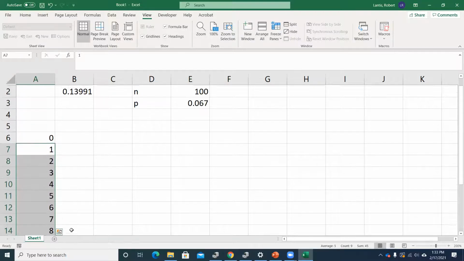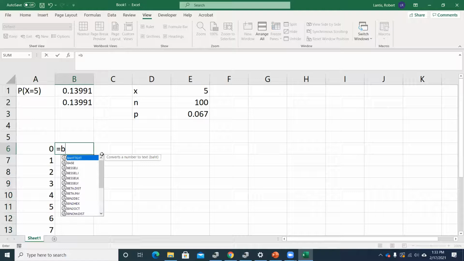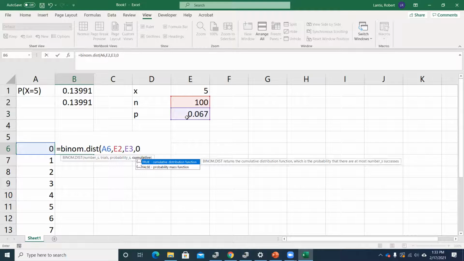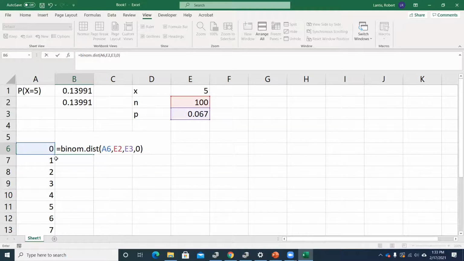So I'm going to type in here that binomial distribution. The number of successes I actually have over here on the left side now, comma, number of trials, comma, probability of success. I don't want it to be cumulative. I want to find the probability it's equal to 0, the probability it's equal to 1, the probability it's equal to 2, and so on and so forth.